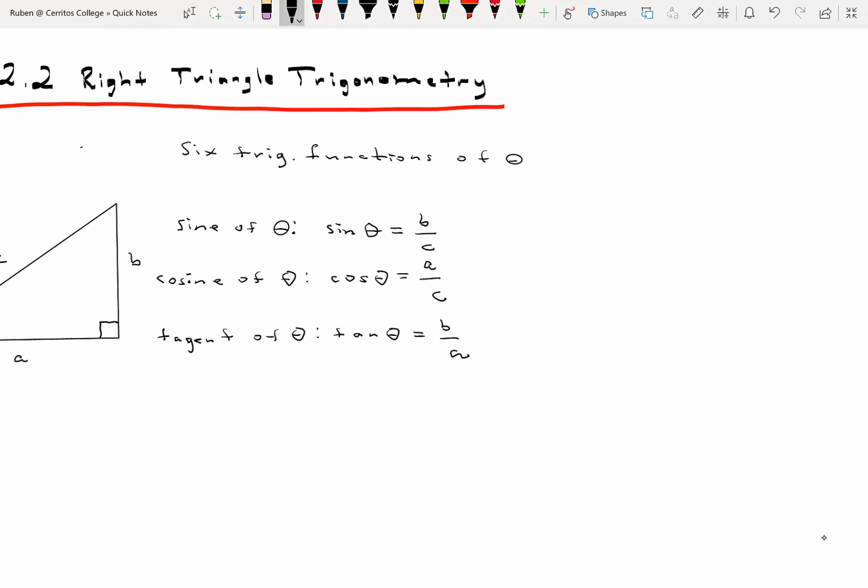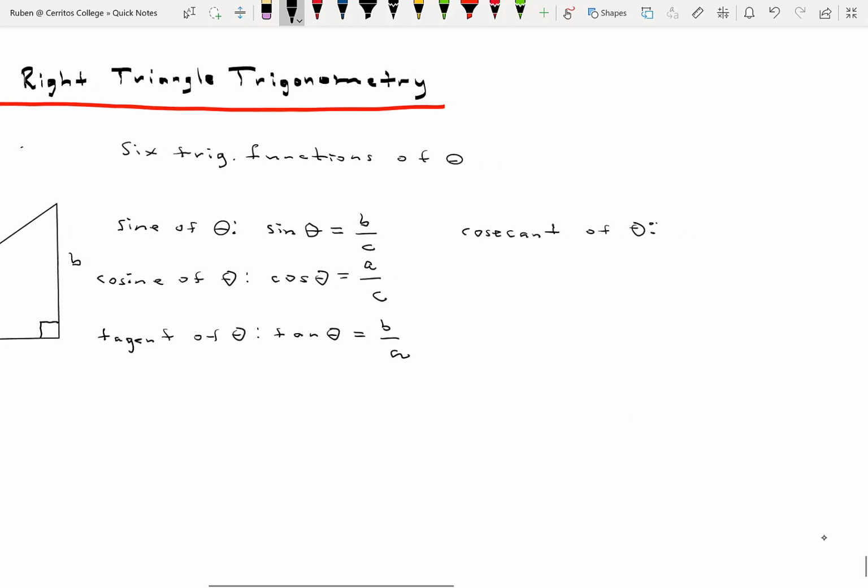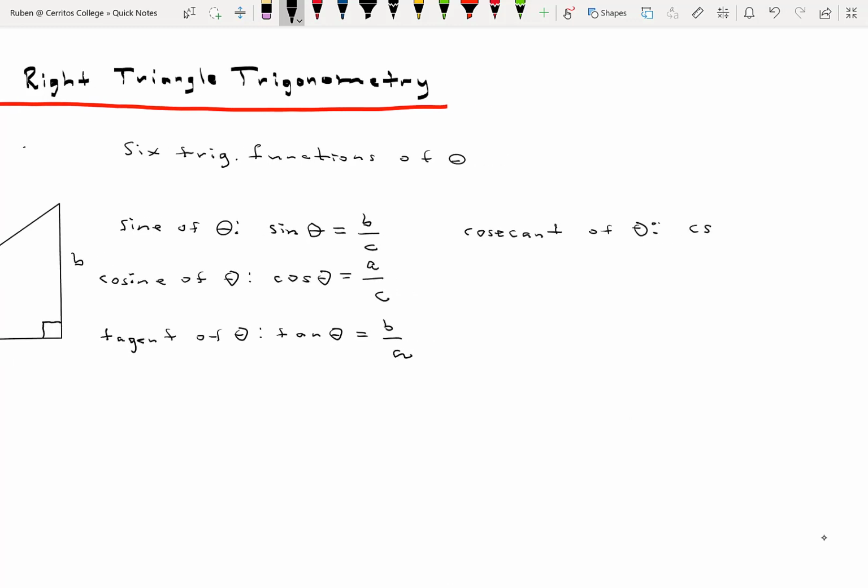The other three trig functions are the cosecant of theta. And the cosecant of theta is abbreviated as csc theta, and it's equal to C over B on the triangle. The next trig function is called the secant of theta. The secant of theta is abbreviated as sec theta, and that's equal to C over A.